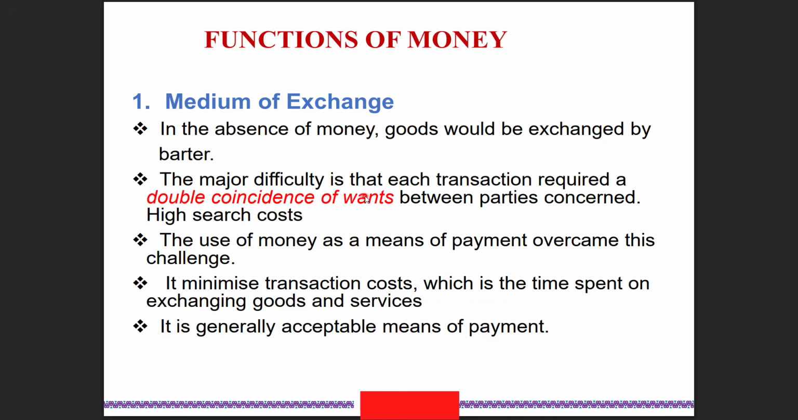Using money as a medium of exchange helped to solve this problem, because now with the money that I have, I can buy literally everything. I can buy maize milk, I can buy cattle, with just having money, right? So it helped to solve the problem.